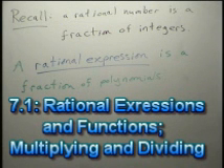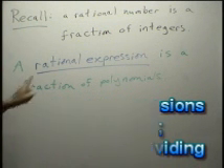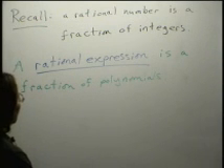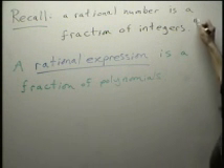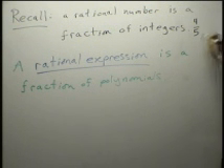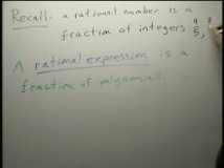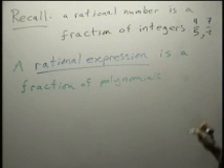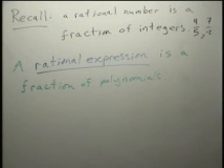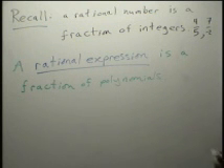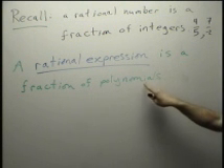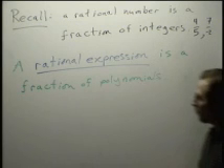We're going to start talking about rational expressions now. So recall that a rational number is a fraction of integers. For example, we could have 4 over 5 or 7 over negative 2. Those are rational numbers. A rational expression is kind of like that. It is a fraction, but it's a fraction of polynomials. Okay?